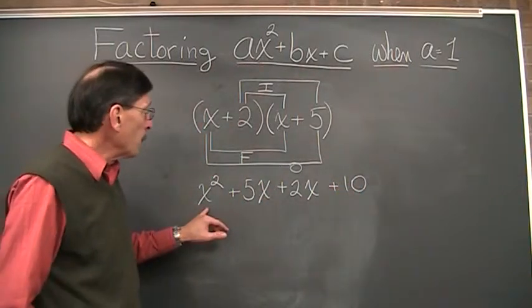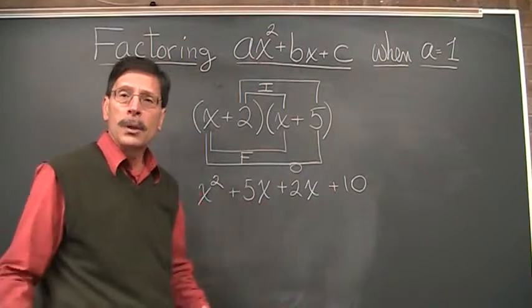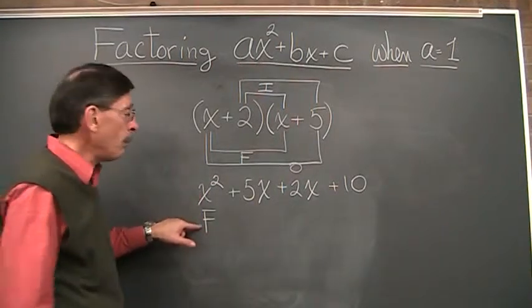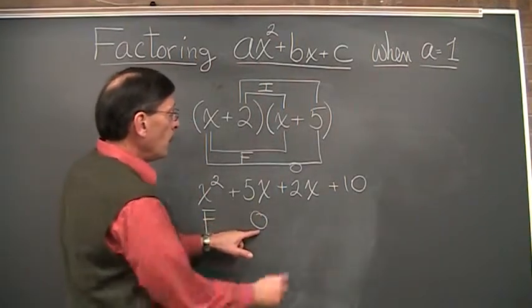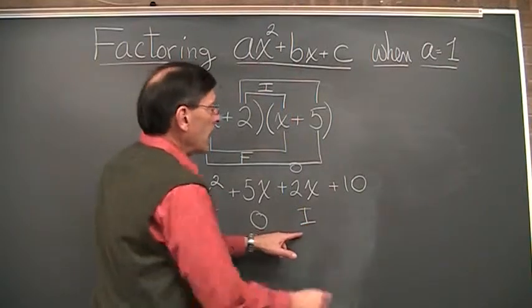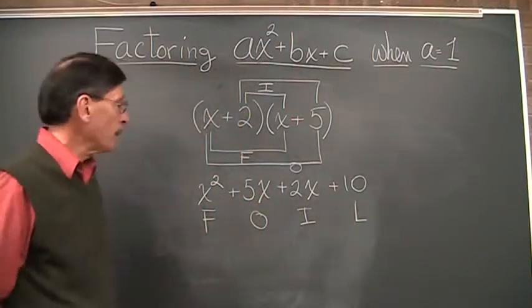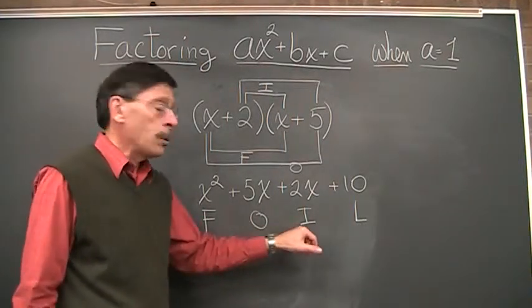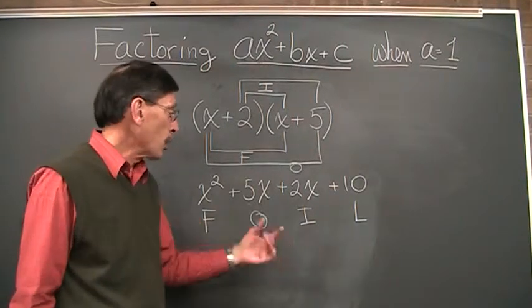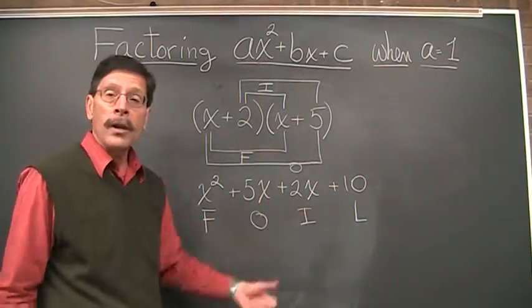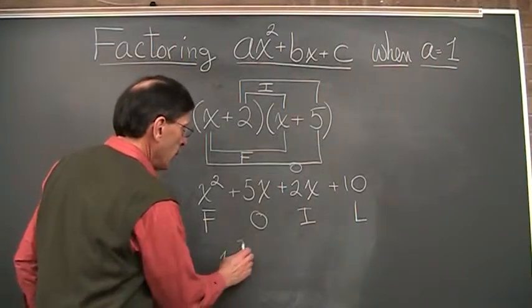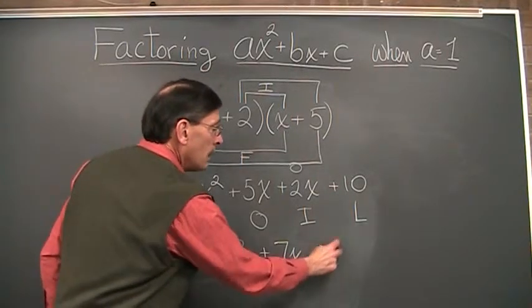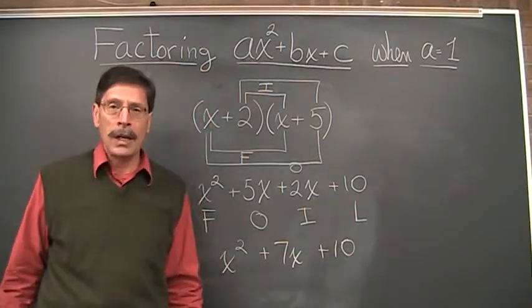Notice I have 4 terms here, and each corresponds to a different letter in the word FOIL. X squared is the F product. This is the O product, the I product, and the L product. If we can combine terms, we usually combine the outer and the inner terms. So I have a 5x here and a 2x there. I can combine the terms, so let's go ahead and do that. I have x squared, 5x and 2x gives me 7x plus 10, and we're finished with the multiplication using the FOIL rule.